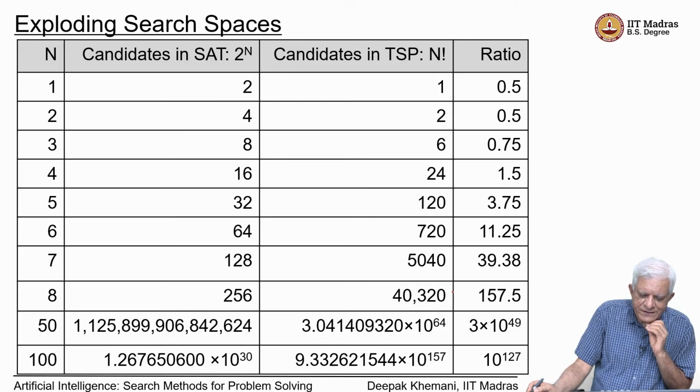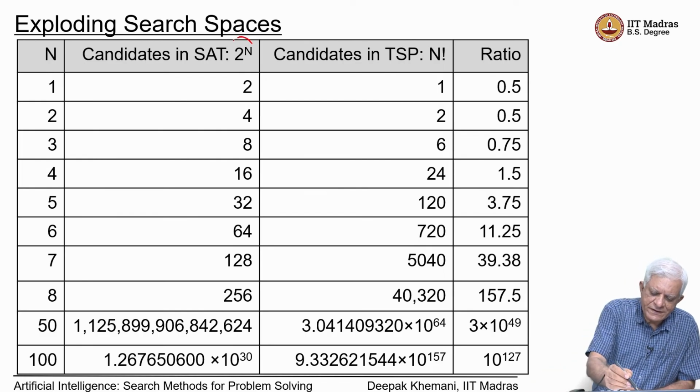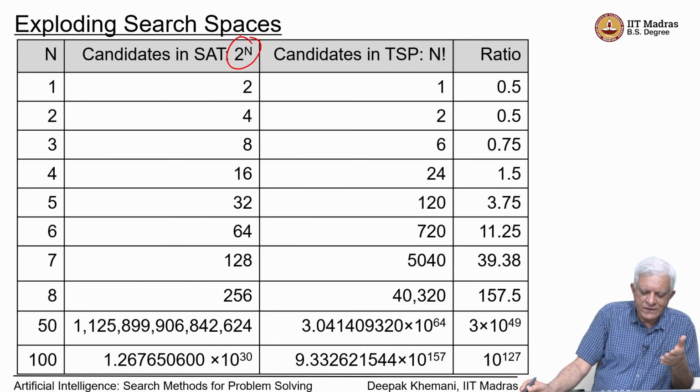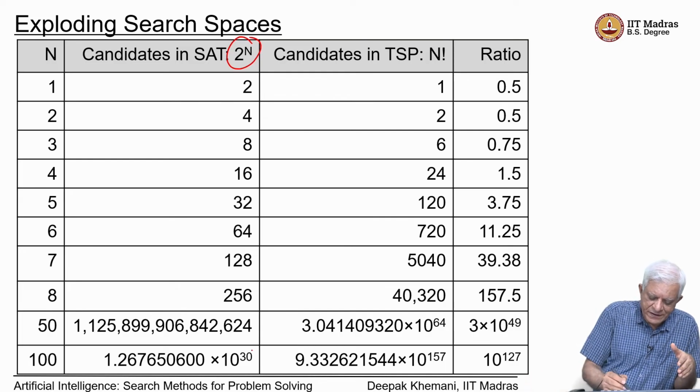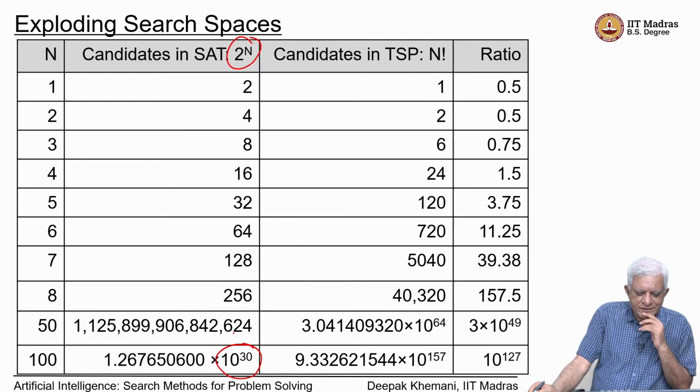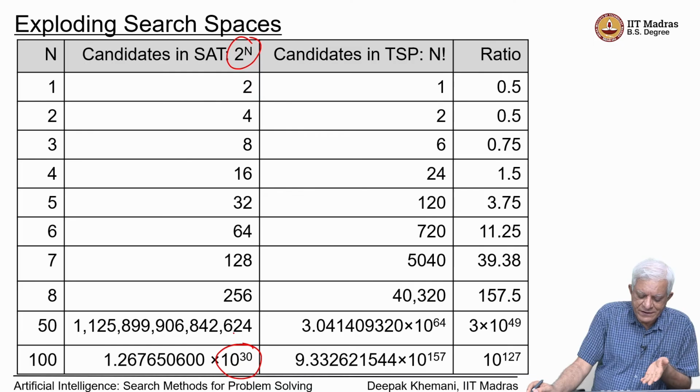exploding search spaces. So, the number of candidates in SAT is 2 raised to n, and this basically shows that if n is equal to 1, there are 2 candidates, if n equal to 2, there are 4 candidates, and so on and so forth. As you go to n is equal to 100, then we have something like 10 raised to 30 candidates, which is a huge number, the space is huge essentially. So, if we have a 100 variable SAT, then this is how the space would look like.